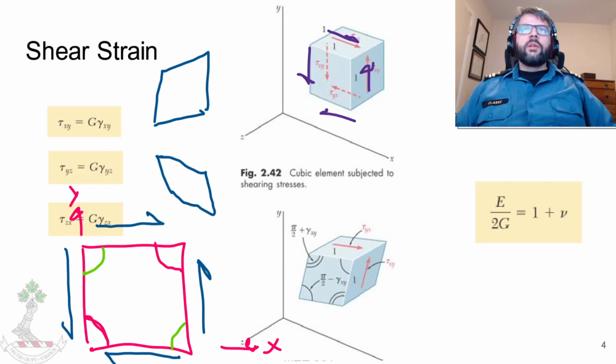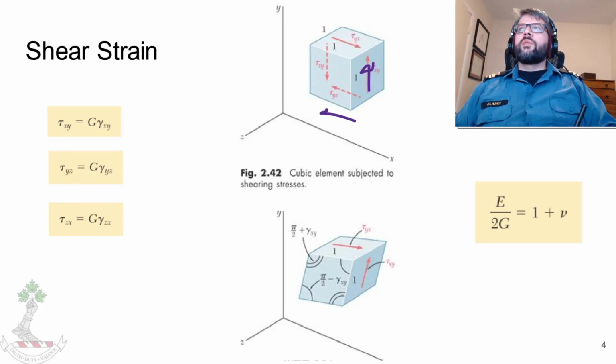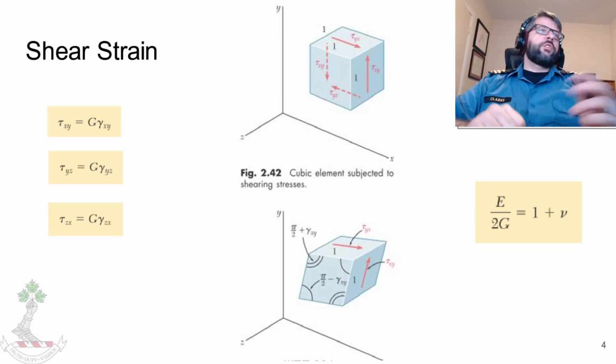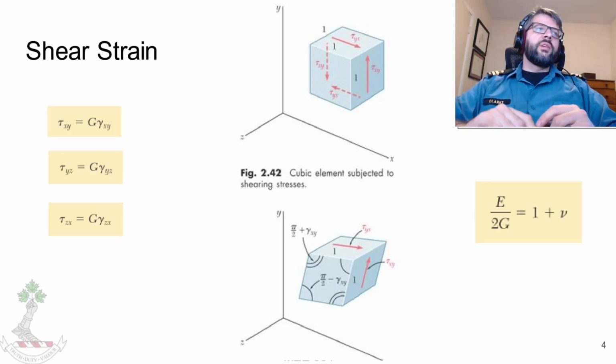So like I said, thankfully we don't have anything similar to our Poisson's ratio effect for shear strain. They don't affect one another, basically, looking at the different orientations or the different sides of the cube.